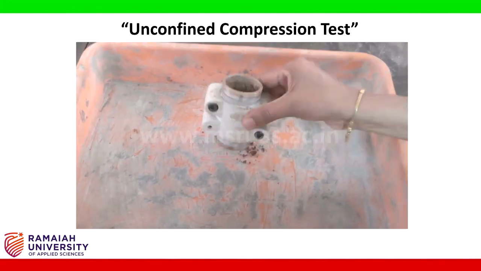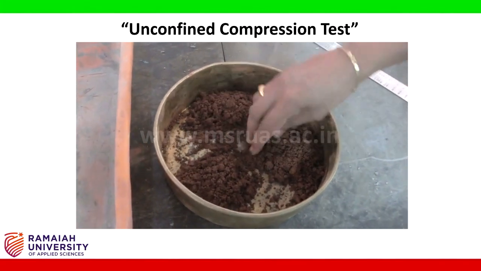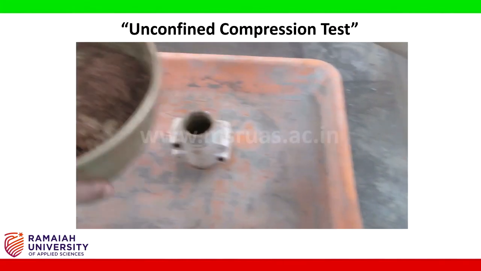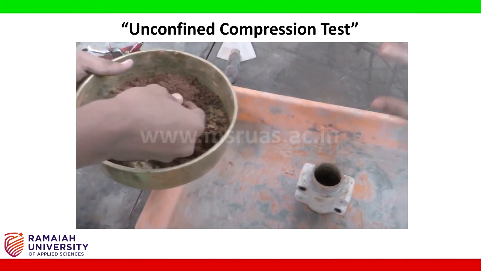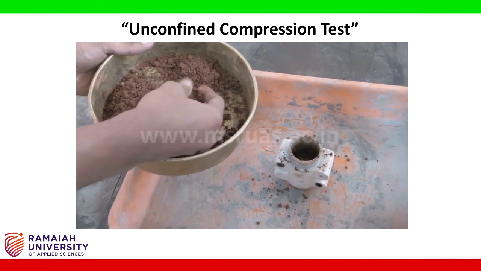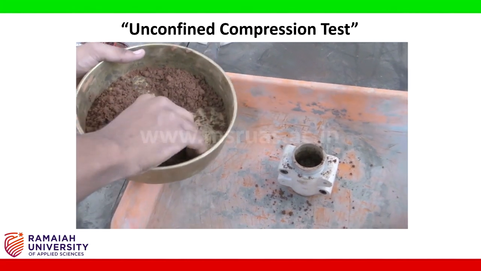After greasing the mold, we will take the soil sample and divide it into 3 parts. Now we will fill this in the mold in 3 equal parts, and each part which we are filling will be compacted so that the sample will get filled into this.